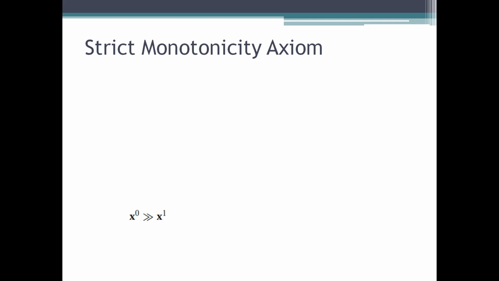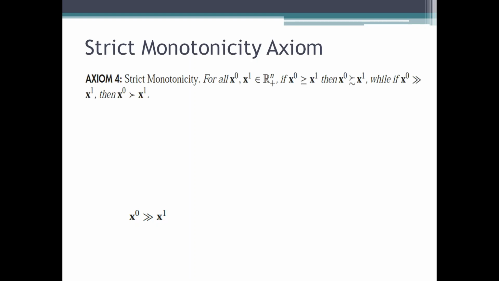A stronger assumption than the local non-satiation axiom is the strict monotonicity axiom. Strict monotonicity states that for all X node and X1 consumption bundles that belong to R n plus space, if X node is at least as large as X1, then X node is at least as good as X1. While if X node is strictly larger than X1, then X node is strictly preferred to X1.